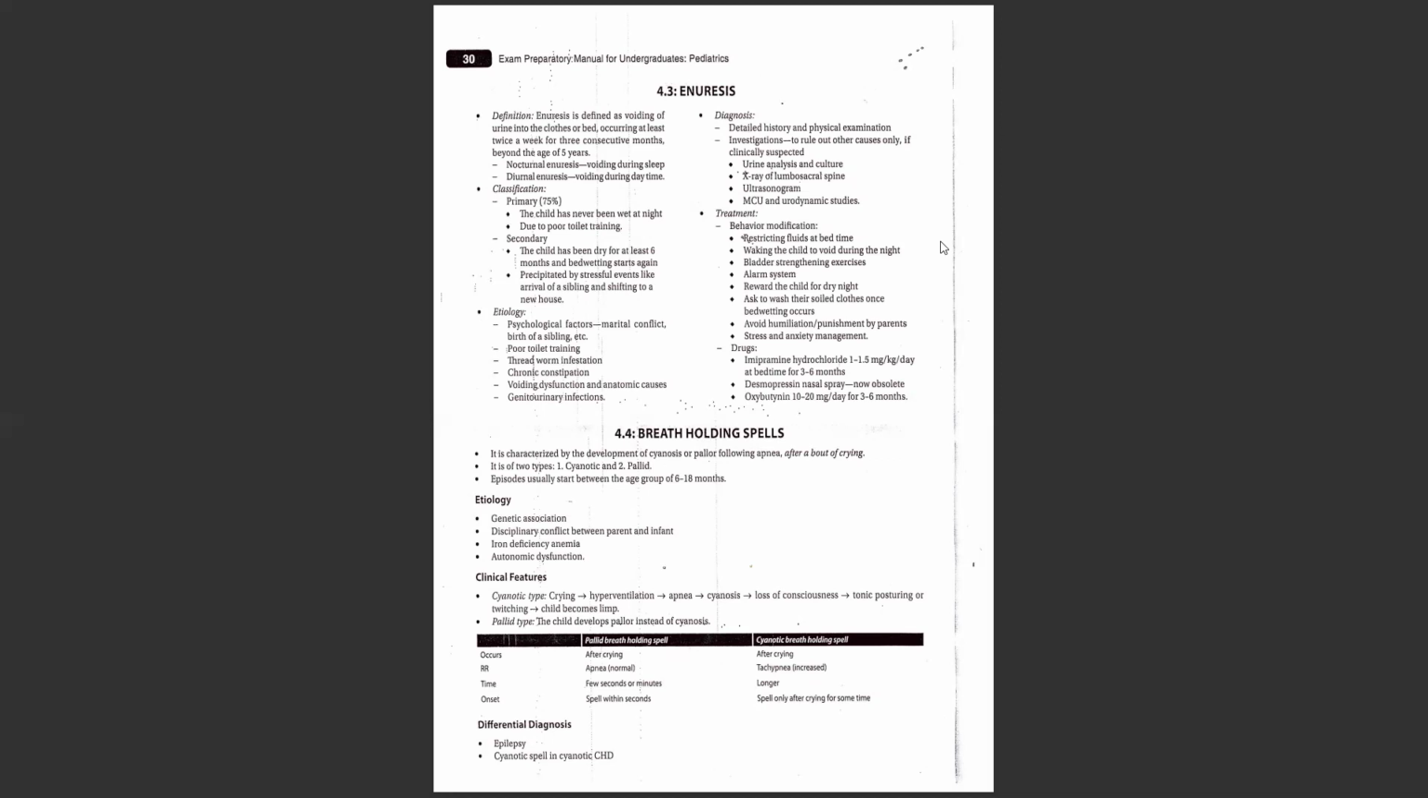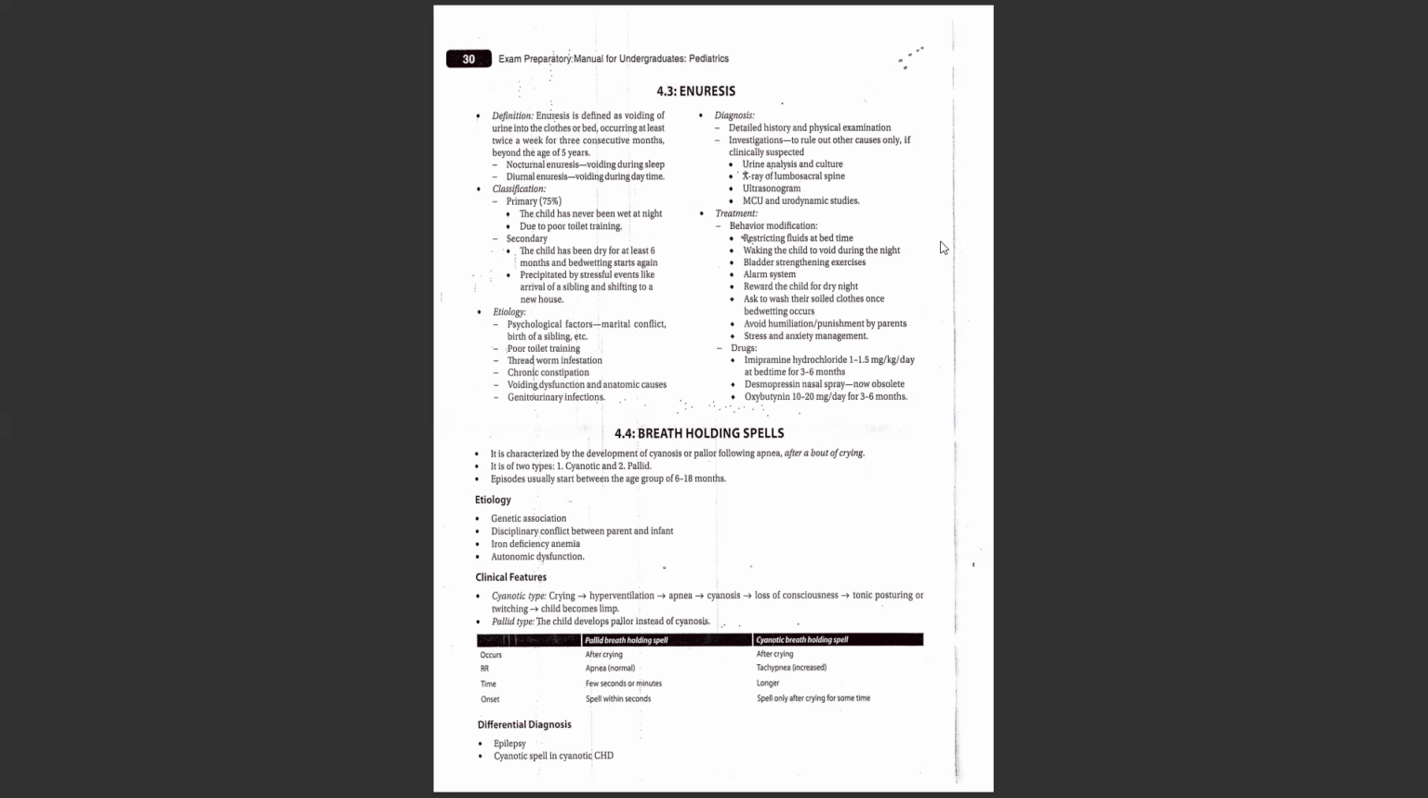And what are the etiologies of breath holding spells? The first one is genetic association. If there is any genetic association, breath holding spells may be present. Disciplinary conflict between the parent and infant also results in breath holding spells. And iron deficiency anemia or autonomic dysfunction also results in breath holding spells. So these are the four etiological factors for breath holding spells.